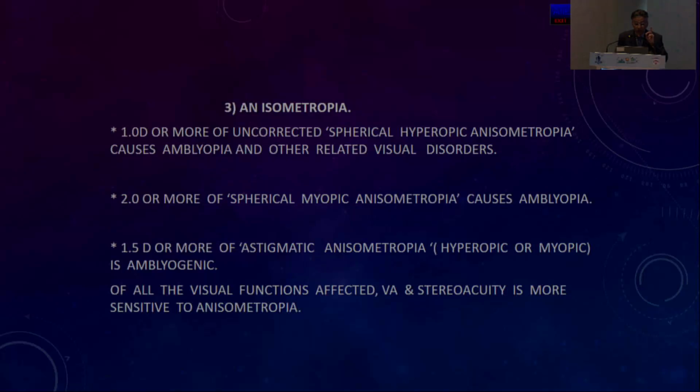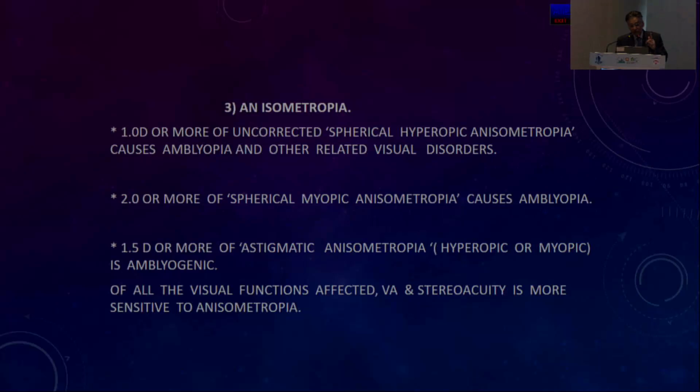a picture. 1 diopter or more of uncorrected spherical hyperopic anisometropia causes amblyopia and other related visual disorders. So, 2 diopters or more of spherical myopic anisometropia causes amblyopia. 1.5 or more of astigmatic anisometropia, hyperopic or myopic, causes amblyopia.